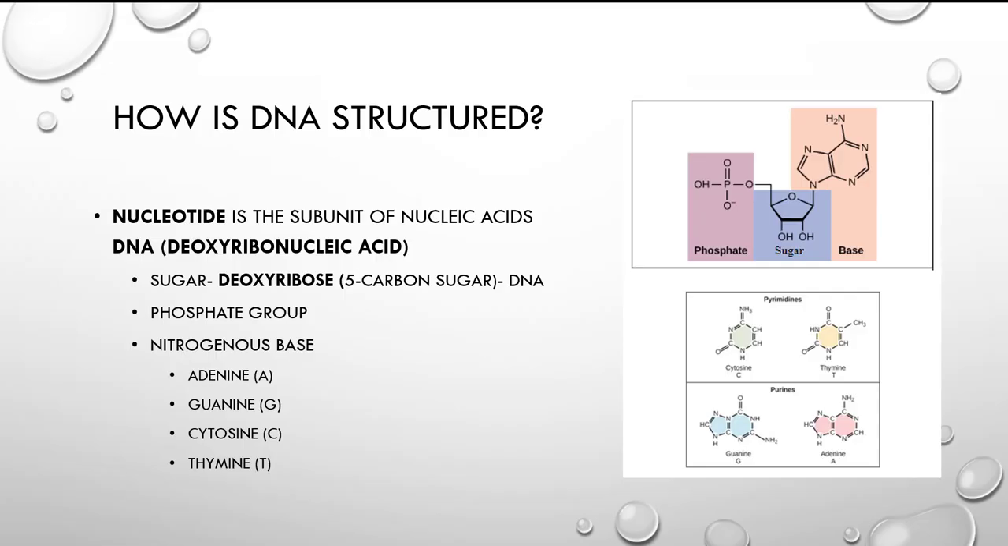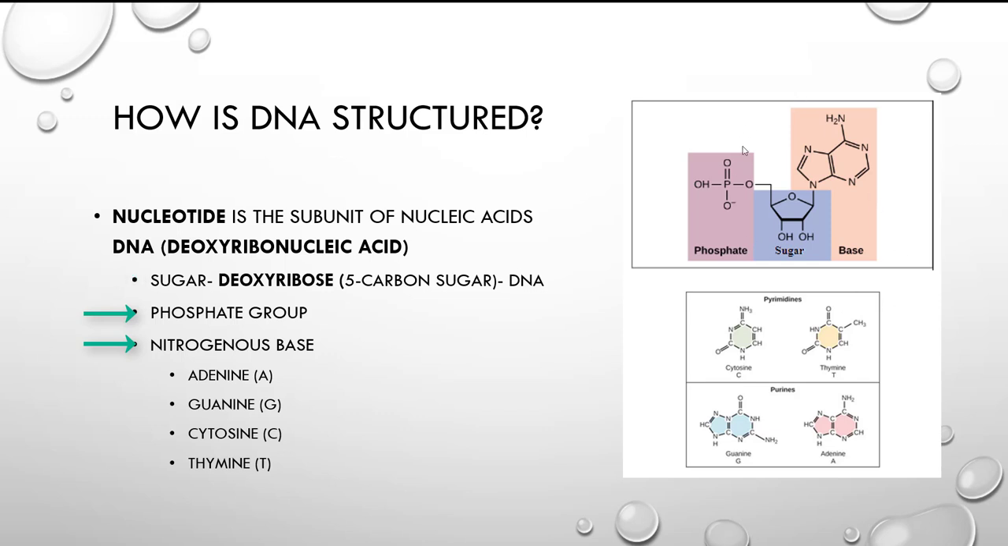Okay, so that was a brief introduction into basically what DNA is and RNA. So now we're going to get into the details. Like the video talked about, our DNA is made of the monomers nucleotides. Okay, so those are the subunits. And the subunit nucleotide is made of 3 components: the sugar, the phosphate, and the nitrogenous base.